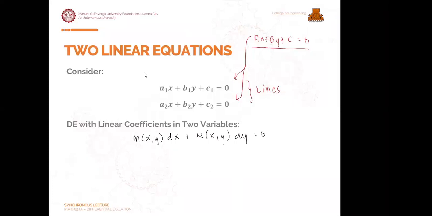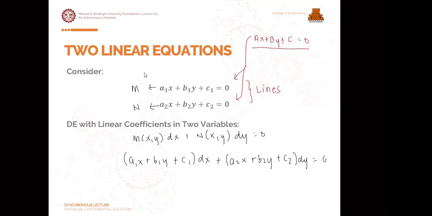So, papasok yung linear equations na yan, itong first one natin papasok natin dun sa M, then yung second one natin papasok natin dun sa N. Okay? So, we have (a1x plus b1y plus c1) dx plus (a2x plus b2y plus c2) dy is equal to 0. So ito na yung tinatawag nating differential equation with two linear coefficients in two variables.